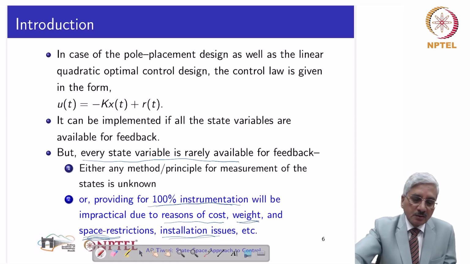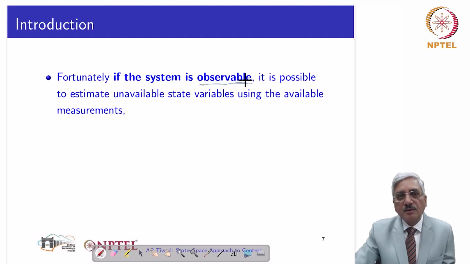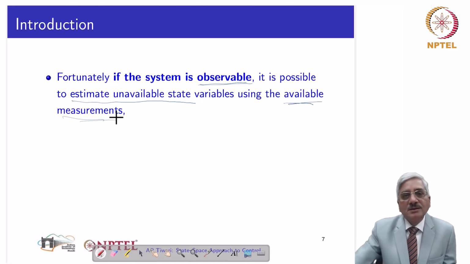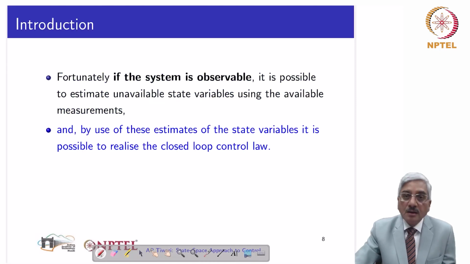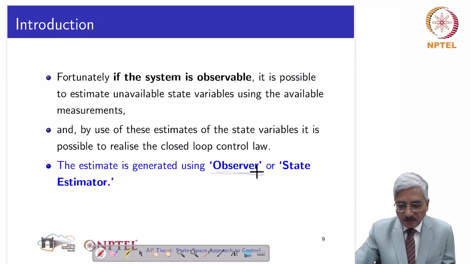So what is the alternative? Fortunately, subject to the system being observable, we have seen controllability and observability in one of the preceding lectures. If the system is observable, it gives a guarantee that any initial state can be reconstructed. And in fact, if the system is observable, it is possible to estimate the unavailable state variables of the system using the available measurements and of course the inputs to the system. And this is done through an observer. The system which does this is called an observer or a state estimator.